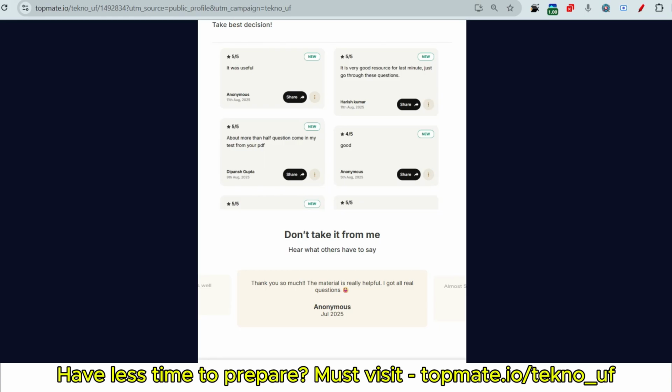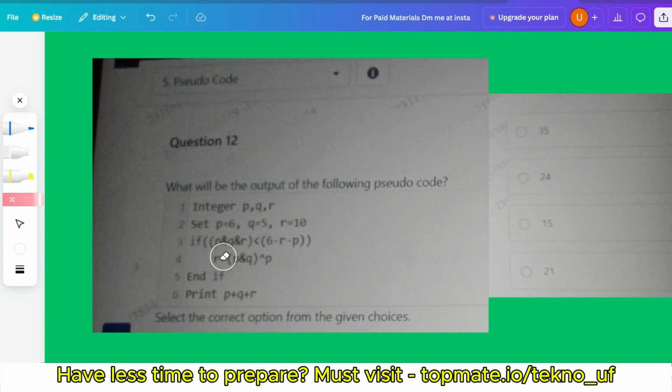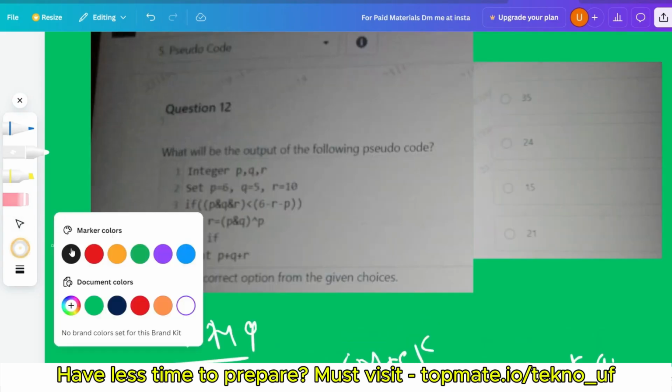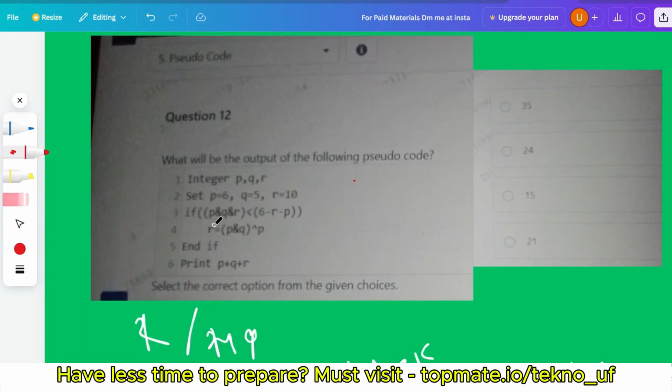Let's discuss the next question. So the next question is this. I hope this is visible to you. Still, it is a little bit not clear, but I hope this is readable. Okay, so let me share the answer. As you can see here, we have to calculate the if condition at first. So the value of p is 6, value of q is 5, r is 10. This is initialized at first.